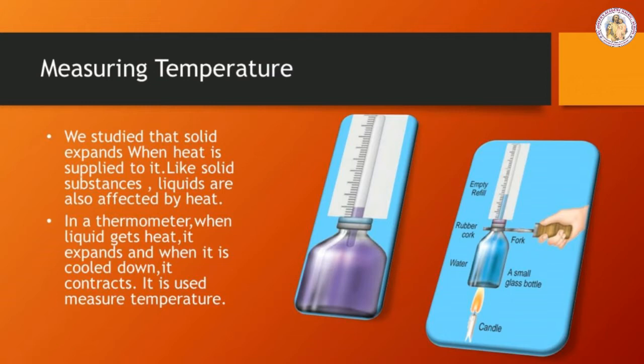So here, what happens to the liquid? When a liquid is heated, it expands. And when it is cooled down, it contracts. So in a thermometer, when liquid gets heat, it expands. When it is cooled down, it contracts. It is used to measure temperature. So like solid and liquid objects, the effect of heat is also observed on gaseous objects.